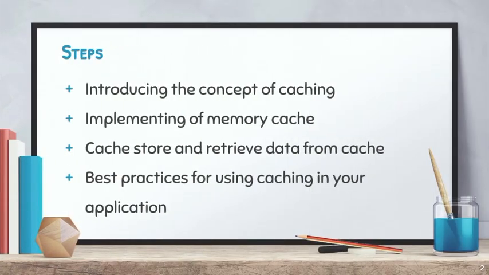We will start by introducing the concept of caching and explaining how it can improve the performance of your application. Then we will demonstrate how to implement a memory cache in your Express.js app using the memory cache package or library. Finally, we will show you how to use the cache to store and retrieve data in your routes. And we will talk about some best practices for using caching in your application.